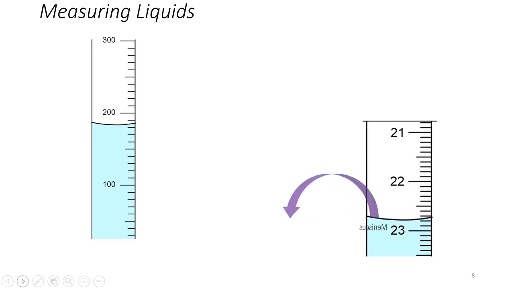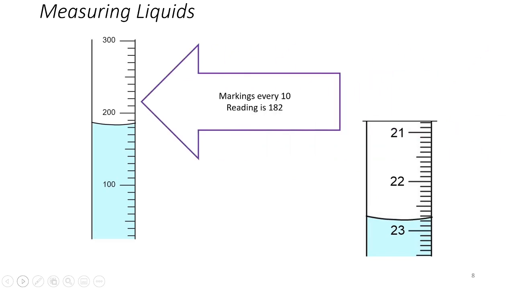In our instrument on the left here, we can see that there is a major marking every 100 milliliters and a minor marking every 10 milliliters. We can see that the bottom of the meniscus is between 180 and 190 milliliters, and we can estimate that it is about 2/10 of the way between 180 and 190. Therefore, our measurement would be reported as 182 milliliters. You might see it as 183 milliliters, but since our last digit is an estimate, that isn't quite so important.